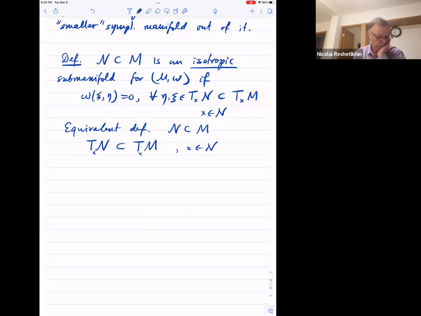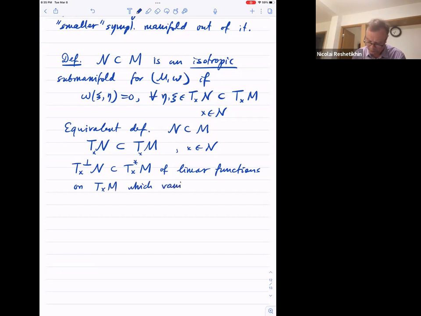So then we have the subspace in the cotangent space of linear functions on T_xM, which vanish at every tangent vector in N. So it's an orthogonal subspace to the tangent space to N, but because we don't have the natural scalar product, this orthogonal subspace is not in the space itself, but in the dual space.